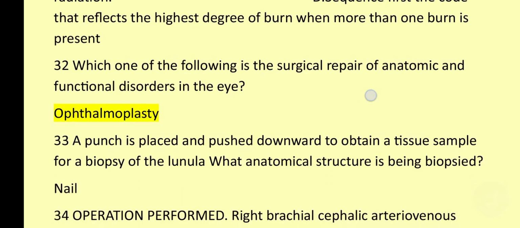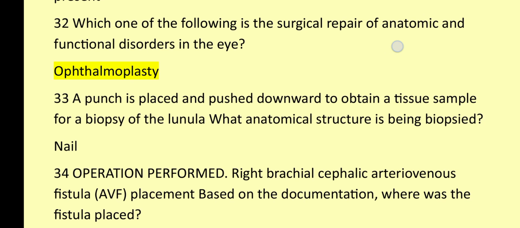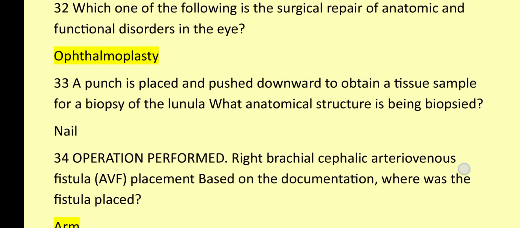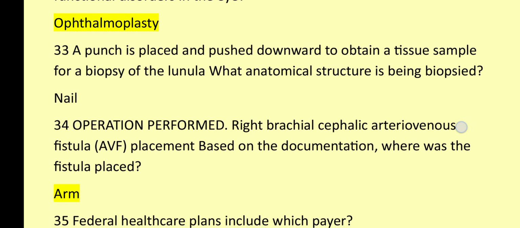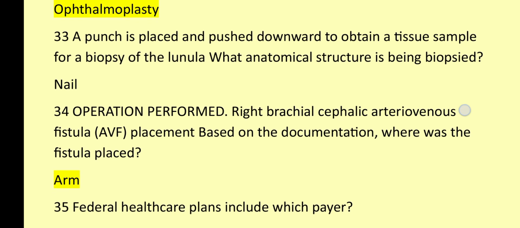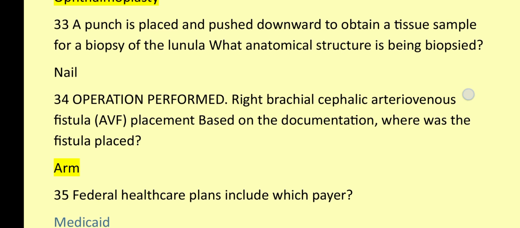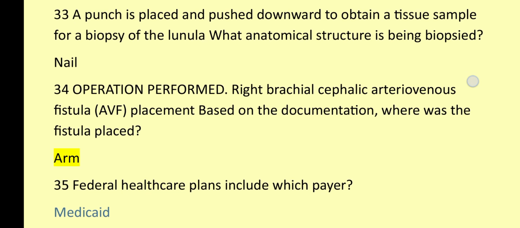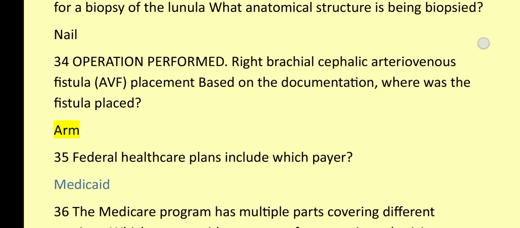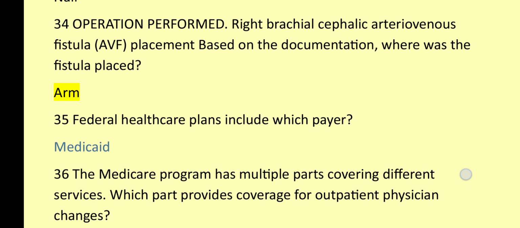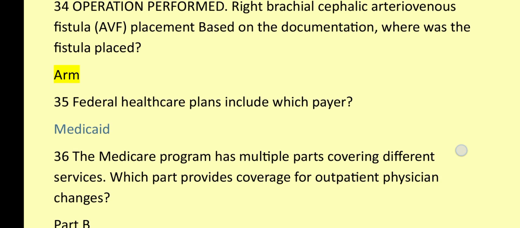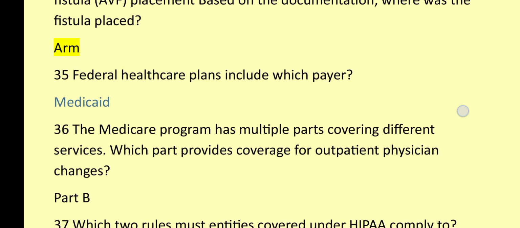32. Which one of the following is the surgical repair of anatomic and functional disorders in the eye? Ophthalmoplasty. 33. A punch is placed and pushed downward to obtain a tissue sample for a biopsy of the lunula. What anatomical structure is being biopsied? Nail. 34. Operation performed: right brachiocephalic arteriovenous fistula, AVF, placement. Based on the documentation, where was the fistula placed? Arm. 35. Federal healthcare plans include which payer?